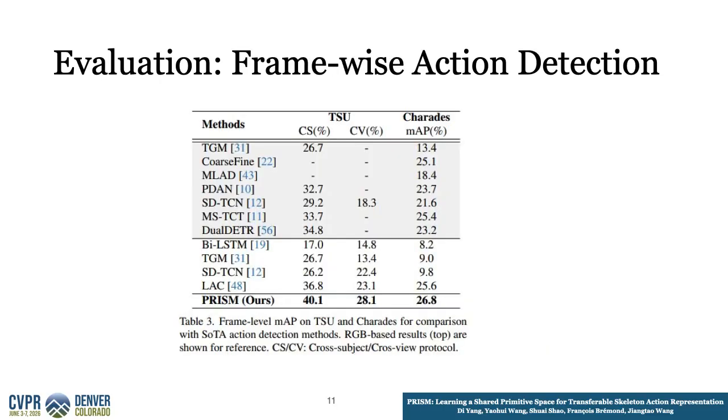For action detection, PRISM also achieves state-of-the-art on Toyota Smart Home Untrimmed (TSU) and Charades. This shows that primitive coefficients are useful not only for classification but also for detecting overlapping and compositional actions.